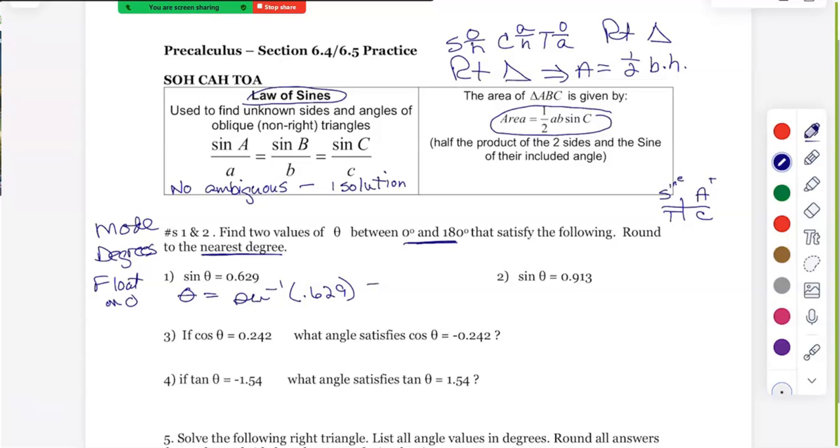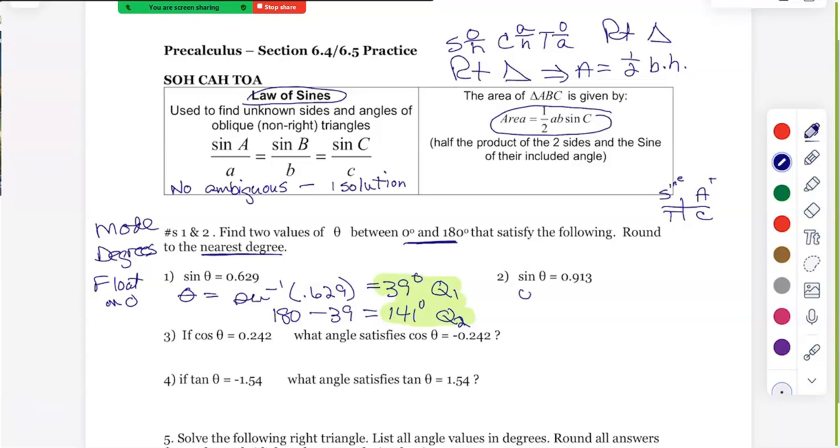When you do this, you're going to get 39 degrees. That is a quadrant 1 angle. We know that this sine value is the same for the angle in quadrant 2, that is its supplementary partner. To get that, we're going to take 180 minus the quadrant 1 angle, and that's going to equal 141, and those are your two angles that you need. Quadrant 1 and quadrant 2. Okay, let's get the next one.